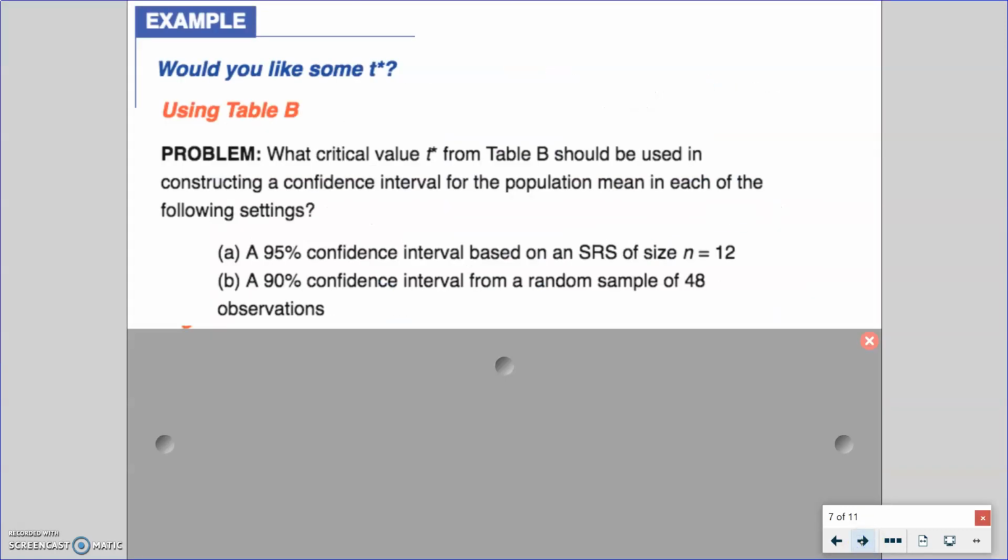All right, so what I would like you to do is just practice using the table. Pull it up on your phone or on a different screen, you can toggle back and forth if you need to, and find what would be the t critical value for both A and B below. When you're ready to see the answer, go ahead and unpause your video.